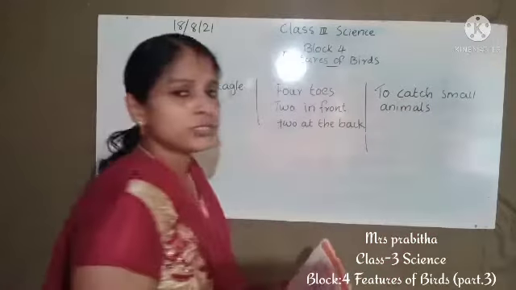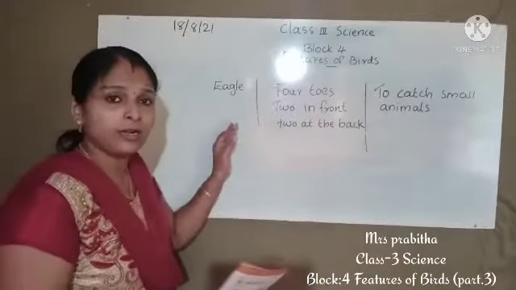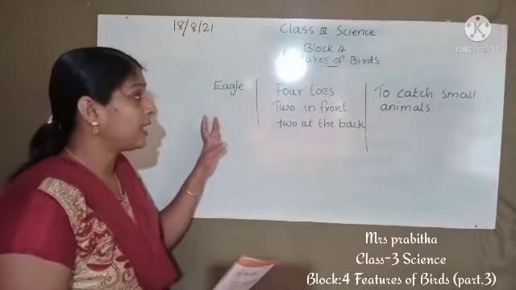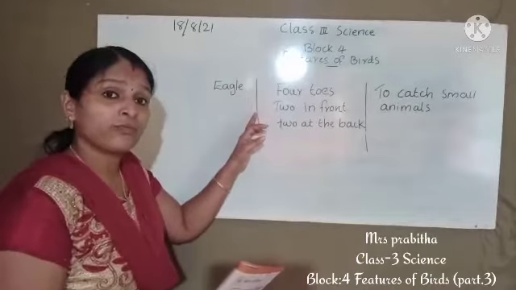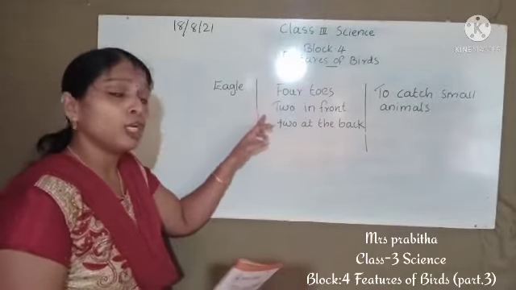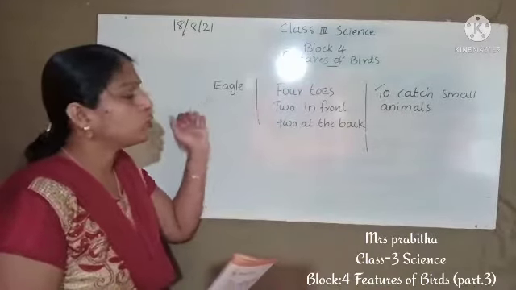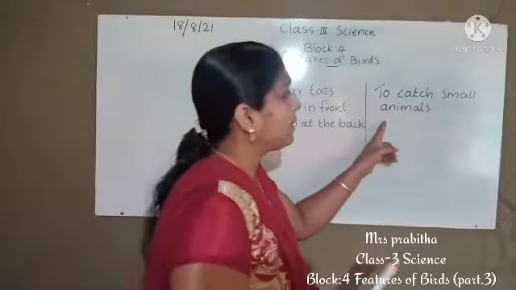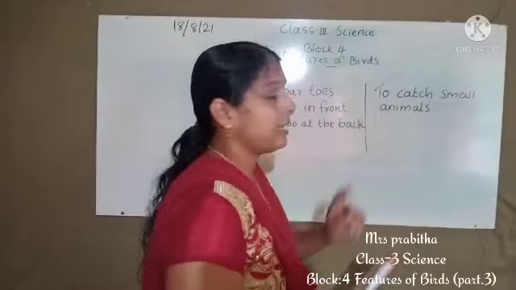Okay, so now we understood how the feet of an eagle are. Eagle has 2 feet, we studied. Eagle has 4 toes on their feet: 2 in front and 2 at the back. This kind of feet helps them to catch small animals.